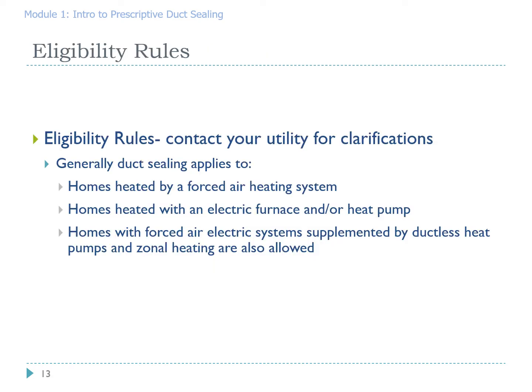The eligibility rules to participate in the program are really quite simple. First of all, once again, before you do any work, please contact your local utility. There are differences between how different utilities deliver this program. Generally, duct sealing applies to homes heated by a forced air heating system. That would be either homes heated with an electric furnace or a heat pump. Homes with forced air electric systems supplemented by ductless heat pumps and zonal heating are also allowed.